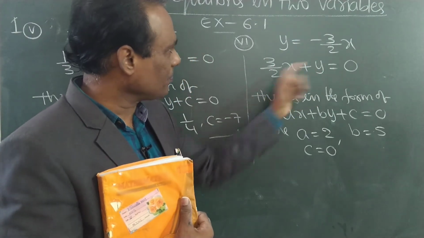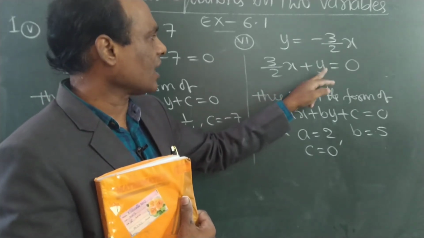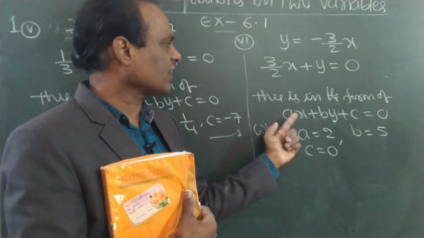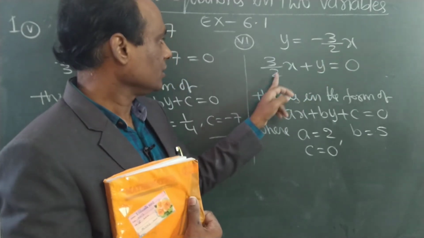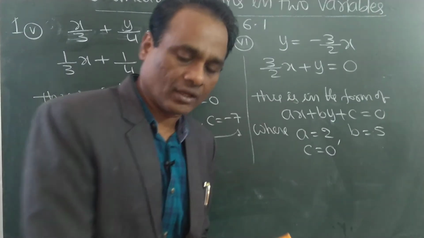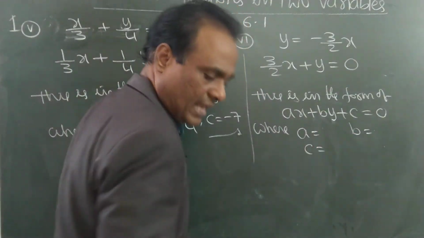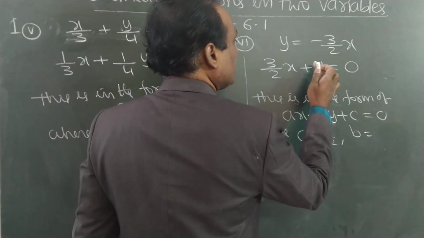See, a plus b, b plus a, any order you can write. You can write x term first, y term first, or y first and then x term, same signs. But the standard form is x is the first term, y is the second, constant is third. Right side there is nothing, 0. So this is in the standard form where a is 3 by 2, b is 1.